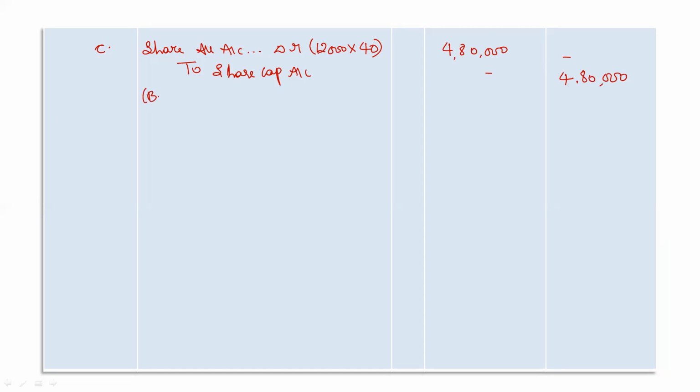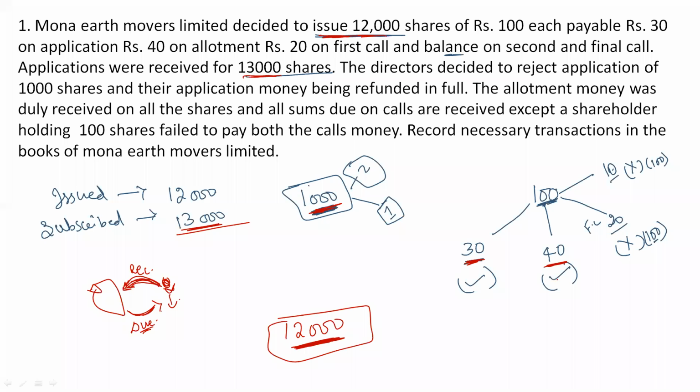We can write the narration being share allotment amount due on 12,000 shares at rupees 40 per share. Okay, we can write it like this. Now, the second entry during allotment. In the first entry, the company asked to pay the allotment amount. Now, if you see the question, everybody has paid the allotment amount. All the allotment amount was duly received.